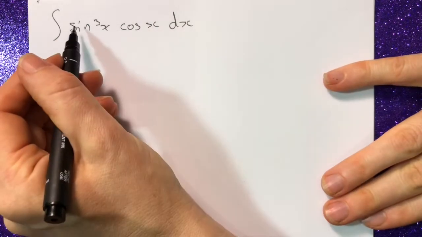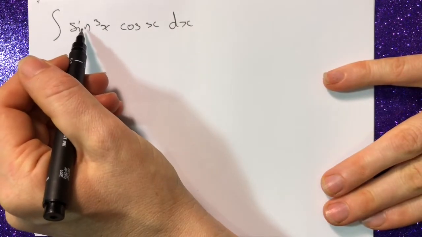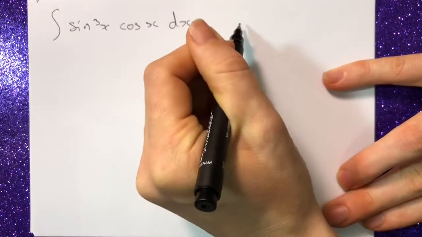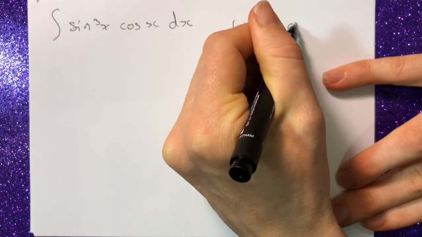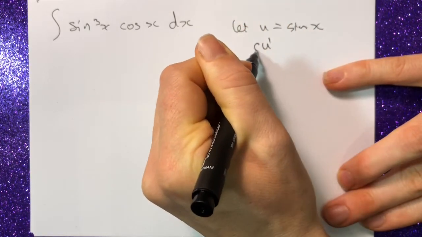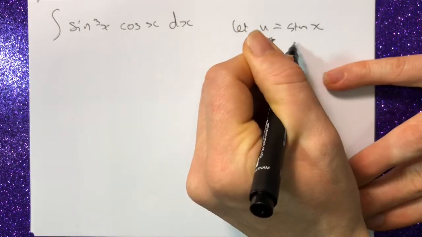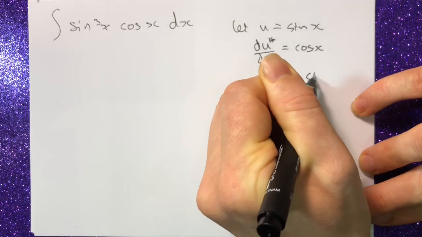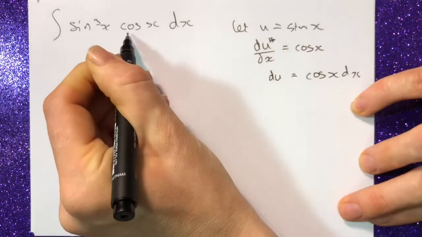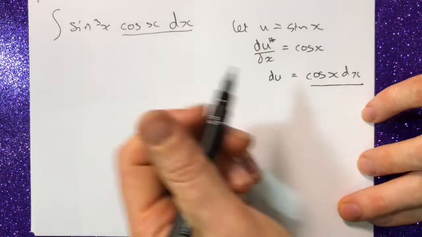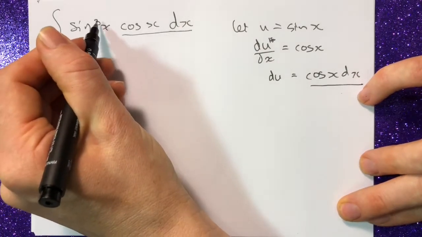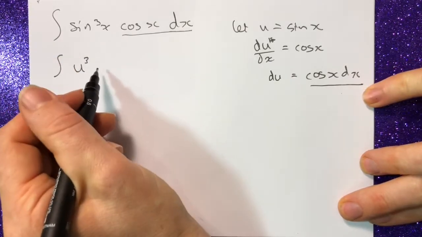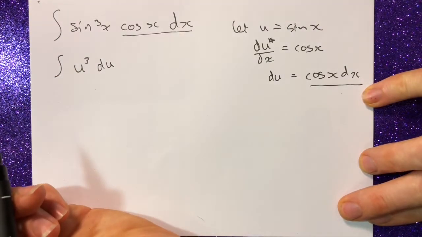In this one, what you need to recognise is that there's a power on sine x, but that sine x's derivative is cos x. So if I let u equals sine x, the derivative, I'm going to call it du dx just to explain this to you, equals cos x. So du is cos x dx. And I like that because I have a cos x dx sitting here that I can swap. So if I swap sine cubed x for u cubed, because sine x was u, and cos x dx for du, then that's all I have to integrate.